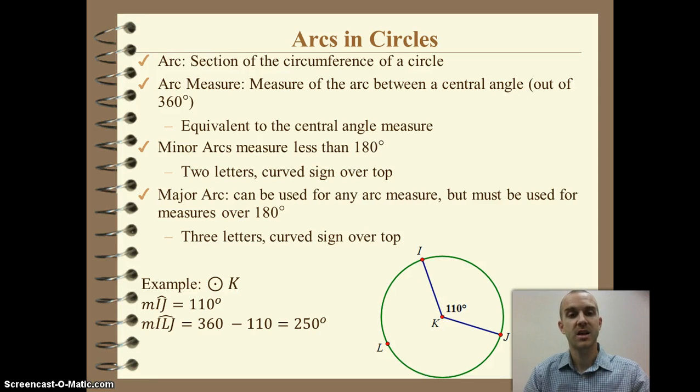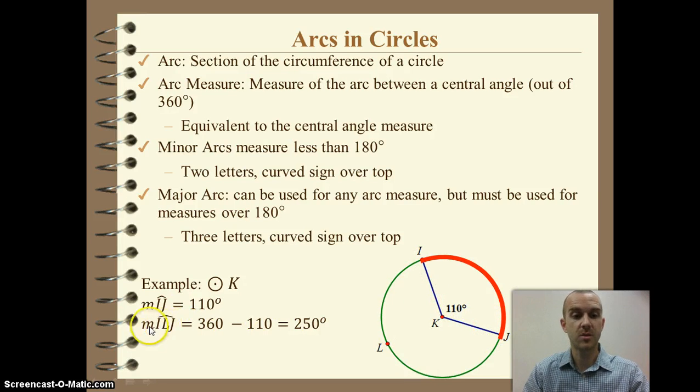Now minor arcs have to be less than 180 degrees, and we'll use two letters to describe them, whereas major arcs can be used for any marked measure but must be used for measures over 180 degrees, and they require three letters for that reason, because the three letters tell us how to go about naming that arc in the specific order. So here I have the measure of arc IJ. That means I'm going to go from I to J in the shortest distance possible, and that's going to be the measure that matches with the opening of that central angle, which would be 110 degrees.